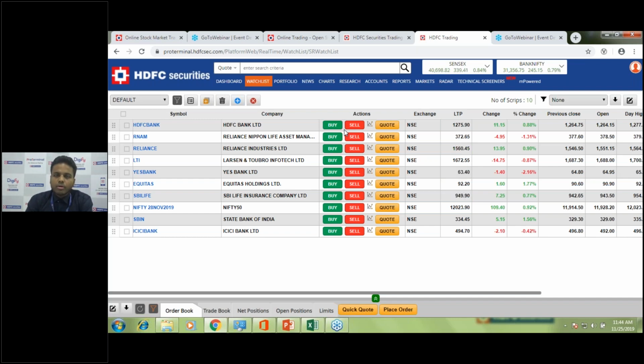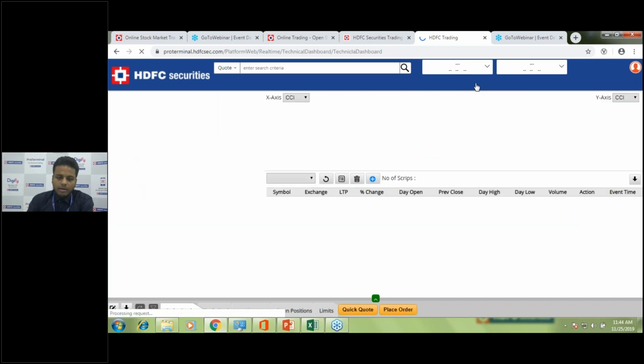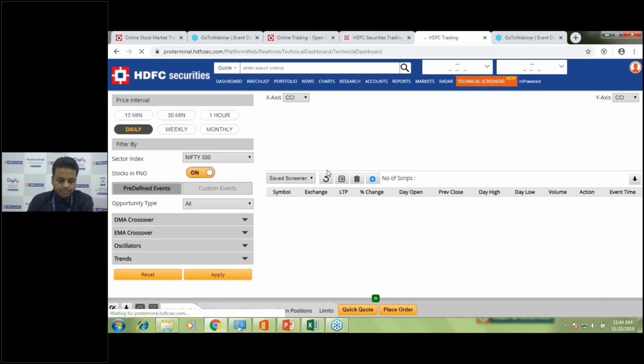Now coming to the most important thing, what are the main features of ProTerminal? On the right hand side, you can see a technical screener. This is a very important feature, especially for a short term or intraday trader. Once you click on technical screener, a different page will open up. Over here you have a frequency, a different interval, starting with monthly, weekly, daily, 1 hour, 30 minutes and 15 minutes.